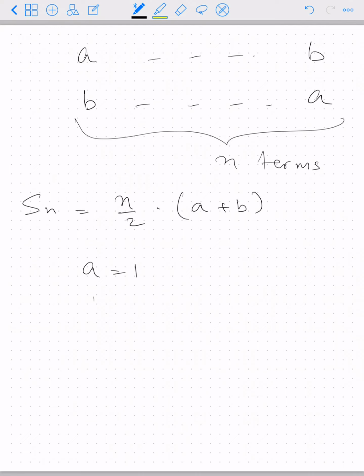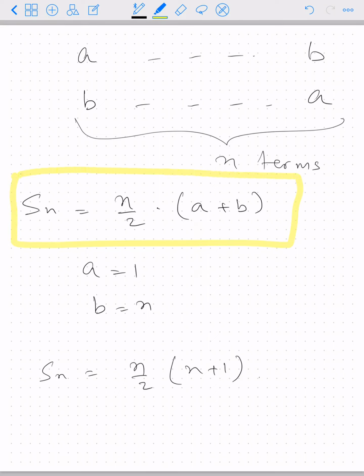So now, of course, you can take this equation in our original series. A was 1, b was n, so therefore Sn was equal to n by 2, n plus 1. This is what we get. And so there you have it. Simple arithmetic series, and basically this should be the main expression that you should remember and you can use all the time. Okay, that's it.